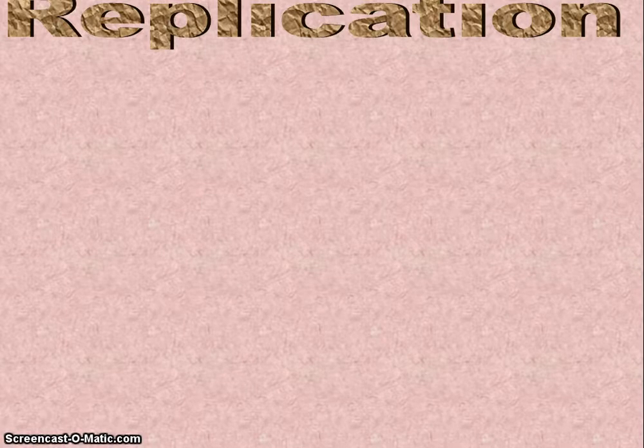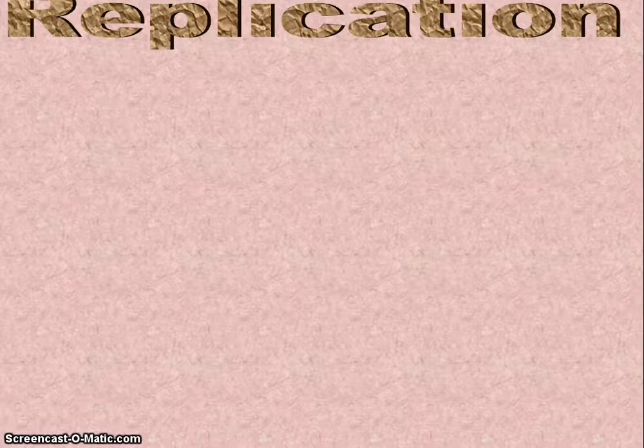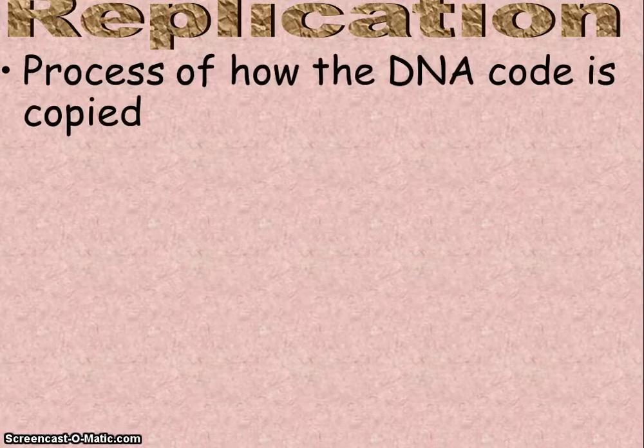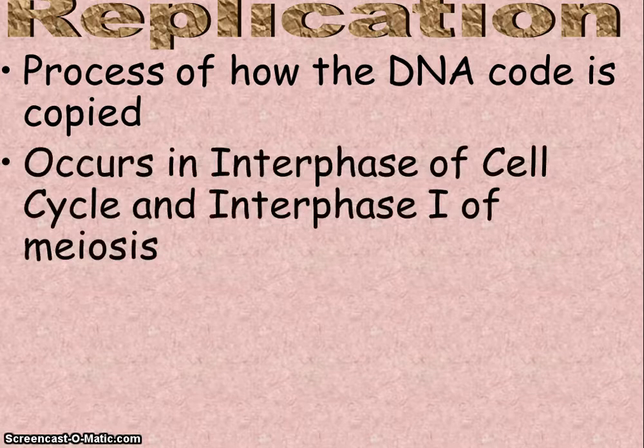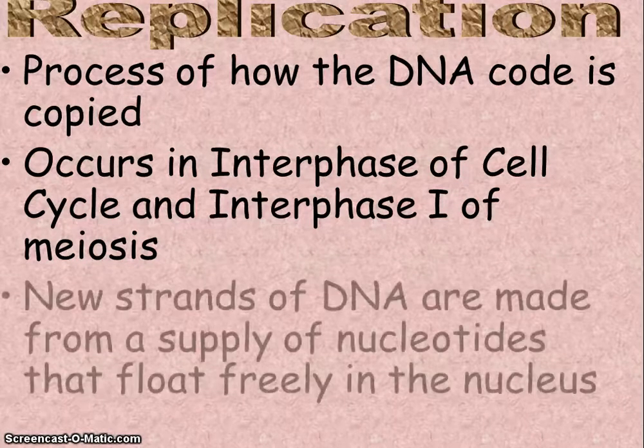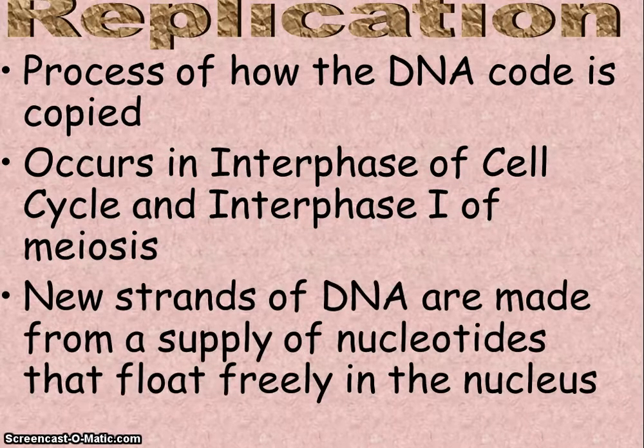There are more than a dozen enzymes and other proteins that participate in this process. But pretty much, replication is the process of how the DNA code is copied. We already learned that it occurs in interphase of the cell cycle and interphase 1 in meiosis. If you remember, interphase 2 is just preparation. And it is where new strands of DNA are made from a supply of nucleotides that float freely in the nucleus. So this process of replication occurs in the cell's nucleus.